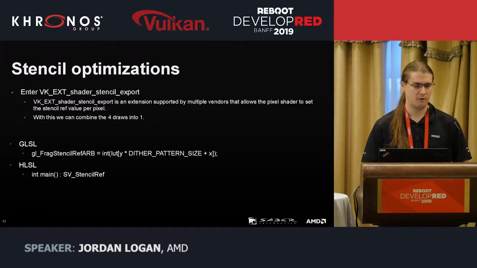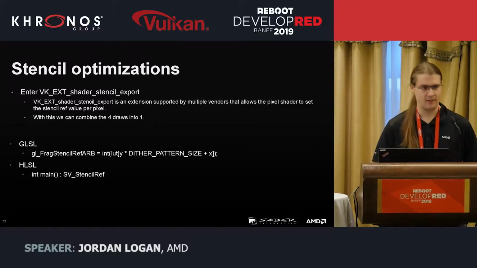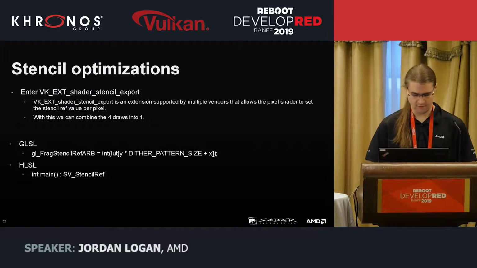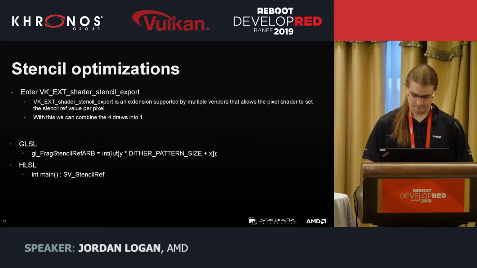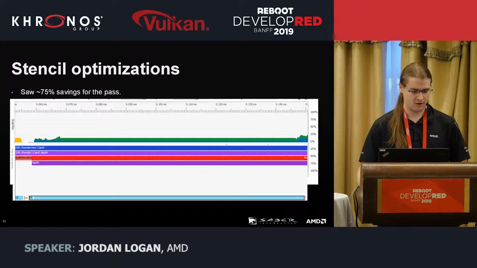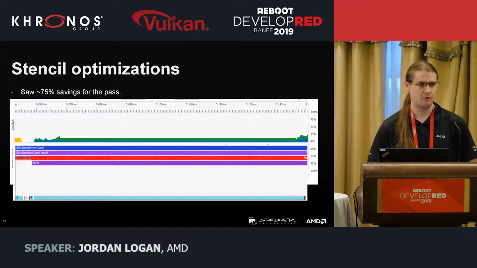Shader stencil ref export is exposed in both GLSL and HLSL, though they have different names for it. GLSL calls it gl_FragStencilRef, and it requires a GLSL extension. HLSL calls it SV_StencilRef. With that, we combined those 4 draw calls into a single one, and this allowed us to get a 75% savings for this pass, since we were only issuing a quarter of the number of waves as before.